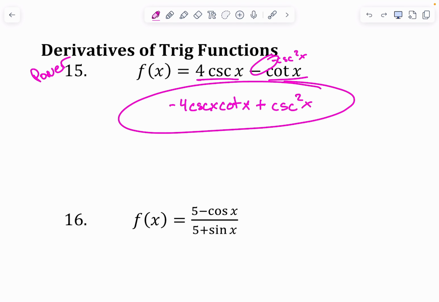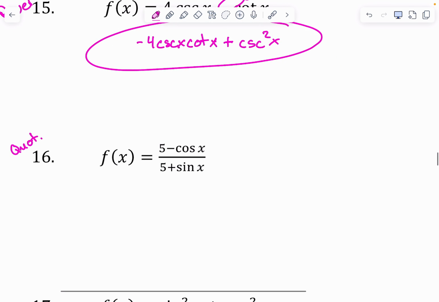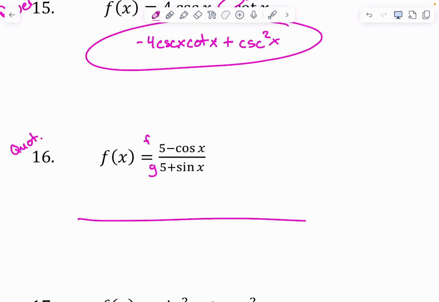All right. 16 is the quotient rule. So we need f and g. F prime is the derivative of the top. The derivative of the 5 goes away. What's the derivative of cosine? Negative sine. So since it's negative cosine, it would be positive sine. The 5 goes away. So that's the f prime part. G is going to look like this. He stays. Minus g prime is the derivative of that. What's the derivative of 5?